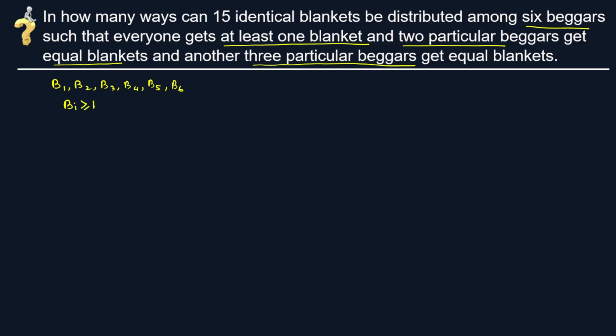Now, there are 2 particular beggars, let us say B1 and B2, which are going to get an equal number of blankets, and there are other 3 particular beggars which are also getting equal blankets. Now, in how many different ways can these blankets be distributed among these 6 beggars? This is the question. Is it clear to all?